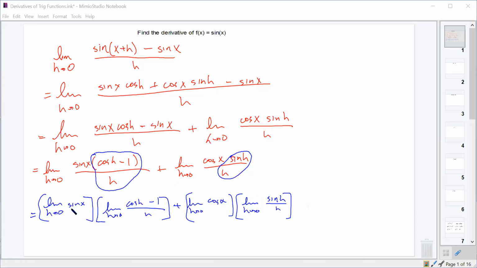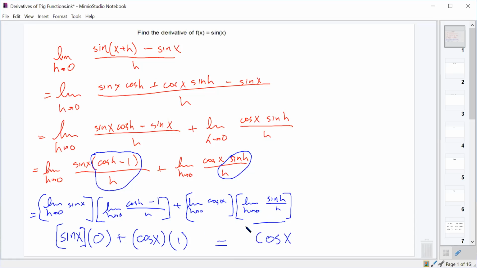All right, what's the limit as h approaches 0 of sine x? Sine x. And the limit as h approaches 0 of cosine h minus 1 over h? 0. Plus, what's the limit as h approaches 0 of cosine x? Cosine x. And the limit as h approaches 0 of sine h over h is 1. And so 0 times sine x is 0, and 1 times cosine x is cosine x. And so the derivative of the sine function is the cosine function.